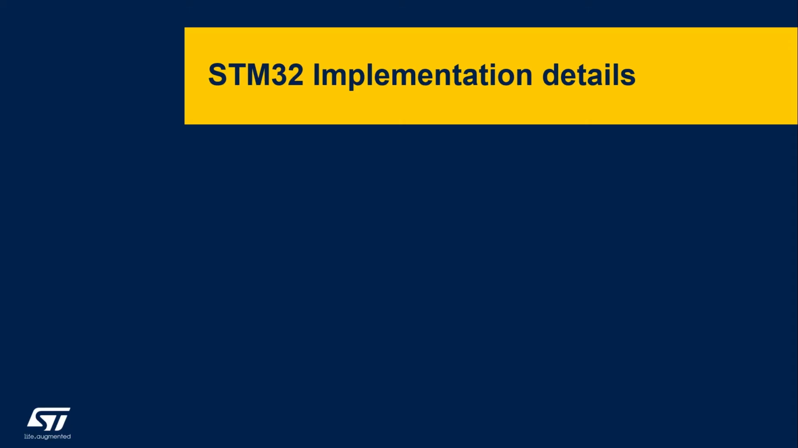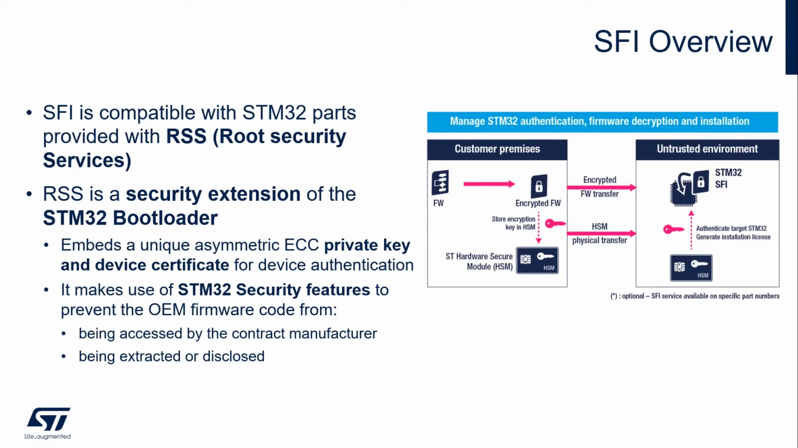Let's now have a look at how STM32 enables SFI. As mentioned already, the SFI process is based on the execution of a security-enhanced system bootloader implemented in STM32 that makes use of the available security features, for example RDP, to prevent access and disclosure to the OEM code. In this section, we will highlight some details of this implementation for each STM32 that supports SFI.